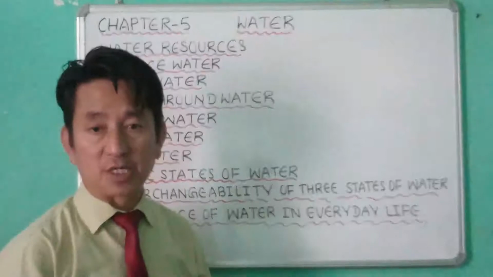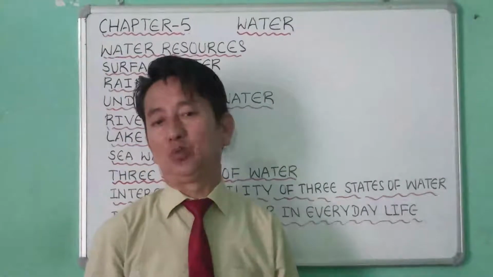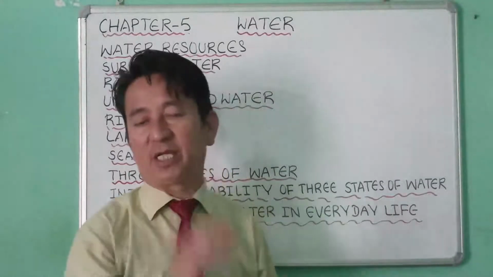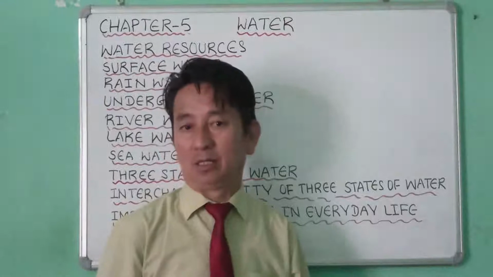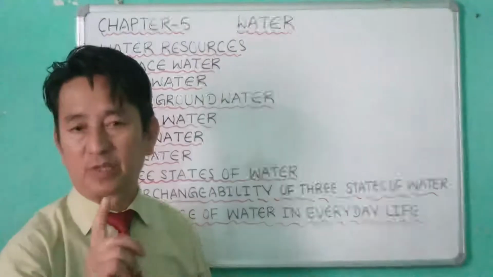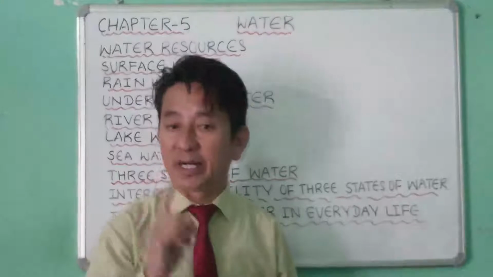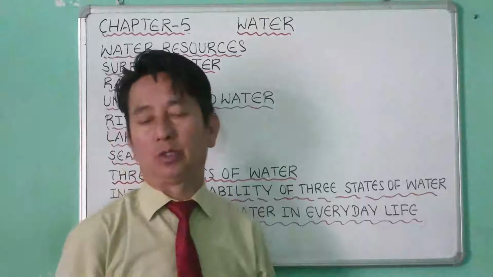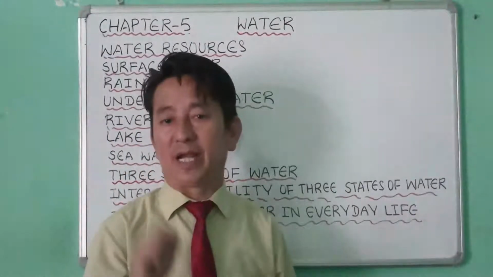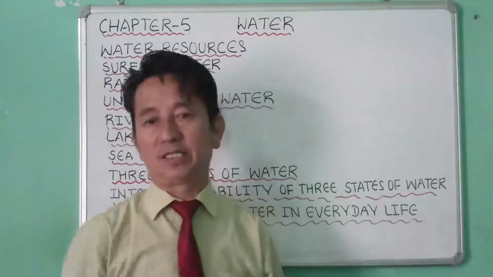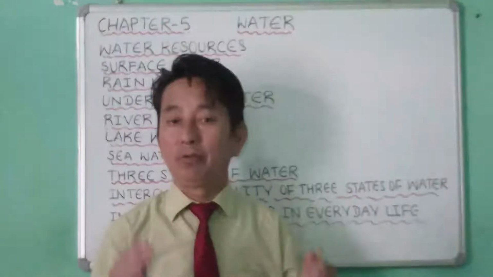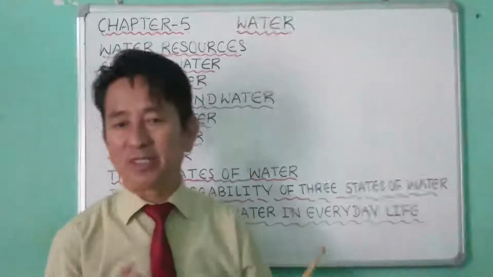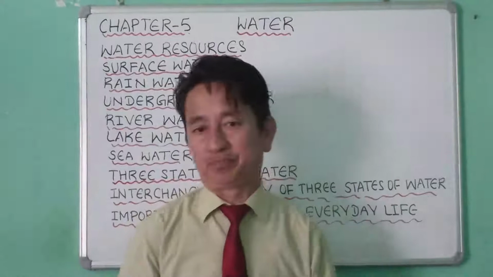About 70% of the weight of the human body is water. Suppose your weight is 50 kg, it means that 35 kg of water is present in your body. Green vegetables contain 80 to 90% water. Milk contains 80% water. Meat contains 75% water. Even dry cereals contain 4% water. It means that water is present everywhere.